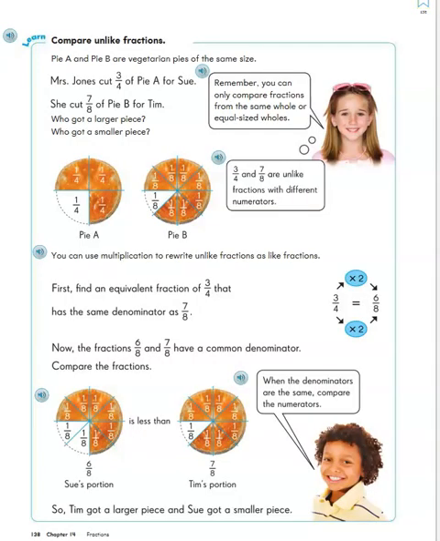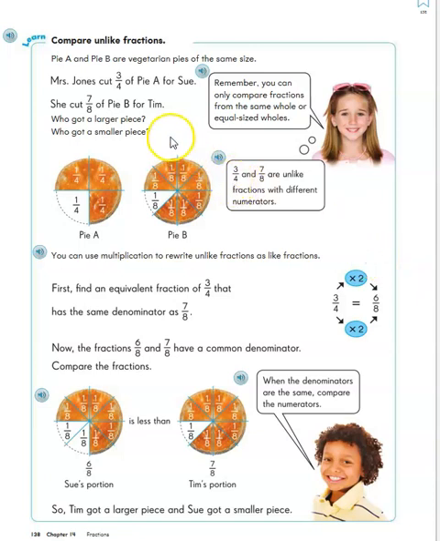Okay, so it looks like now we're going to be comparing unlike fractions that have different numerators and different denominators. So things are going to get a little bit tricky, but that's okay because we have a strategy that we can use that we'll talk about in just a minute. So let's read our first problem here.